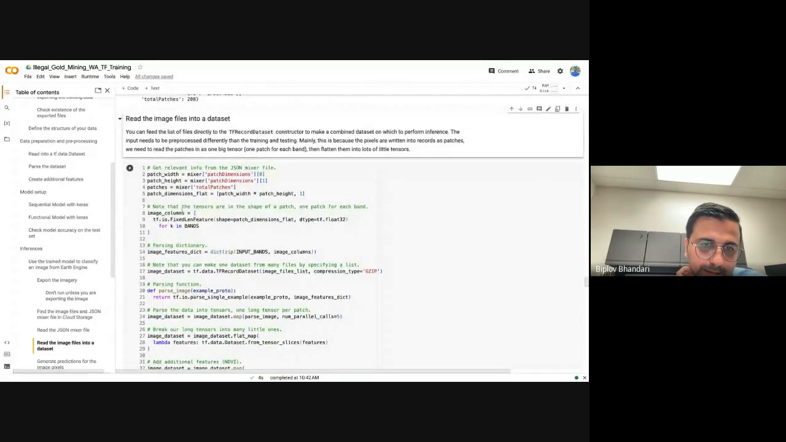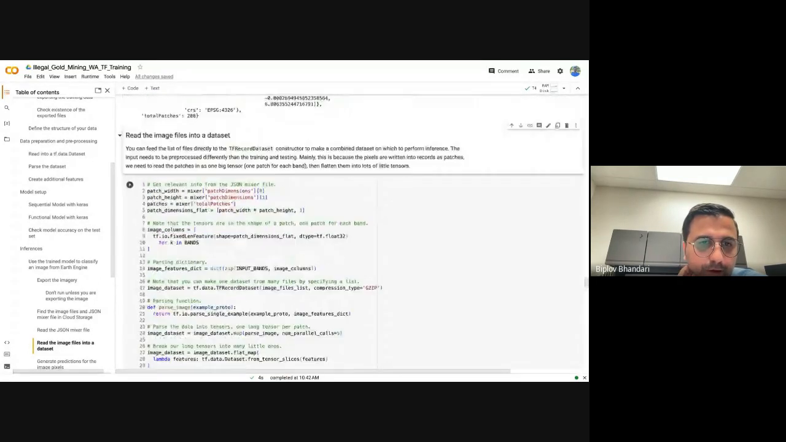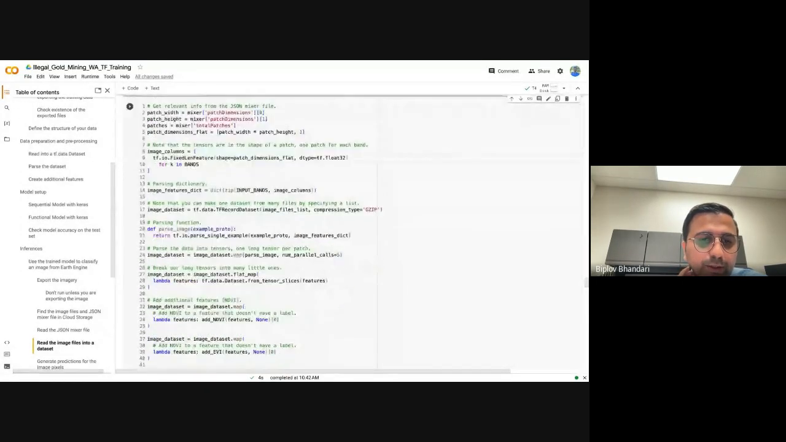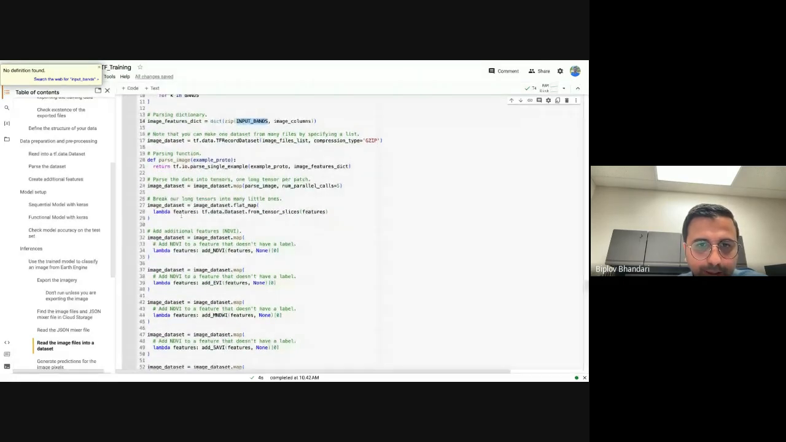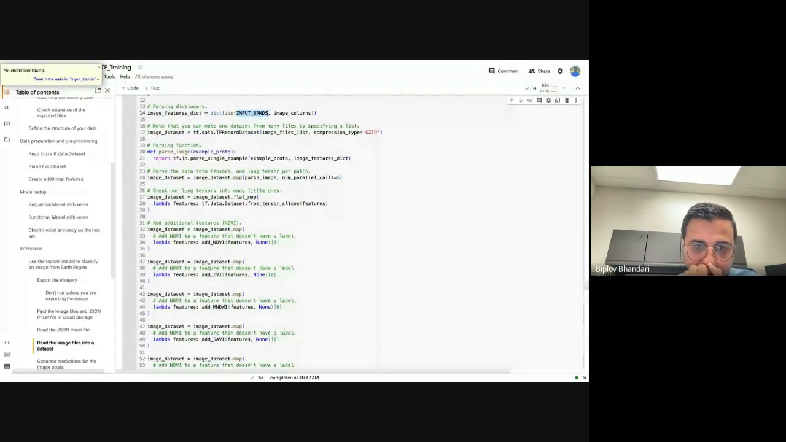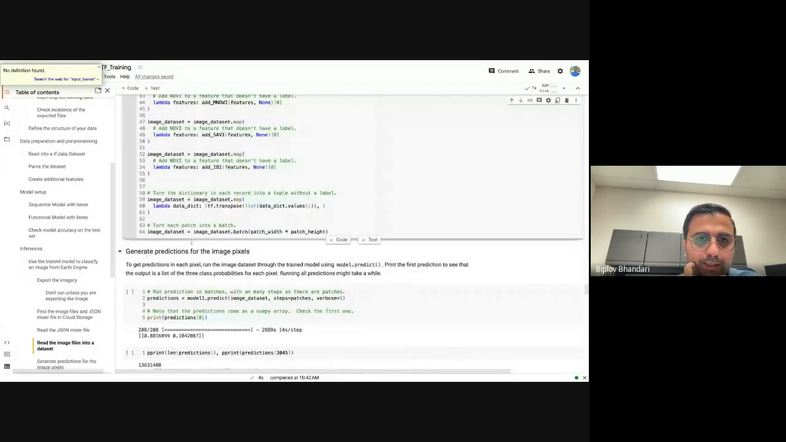In this block of code, we're again doing a similar thing. We are getting our image dataset and constructing the bands in that dataset. Remember, here we haven't taken our output band because we are now predicting on an unseen image. And then we're adding all these NDVI, EVI, MNDWI that we needed.